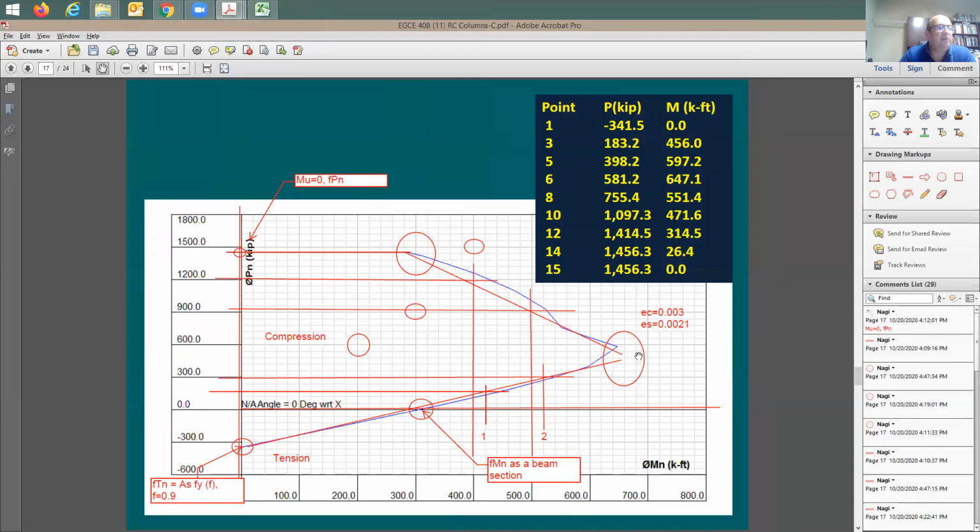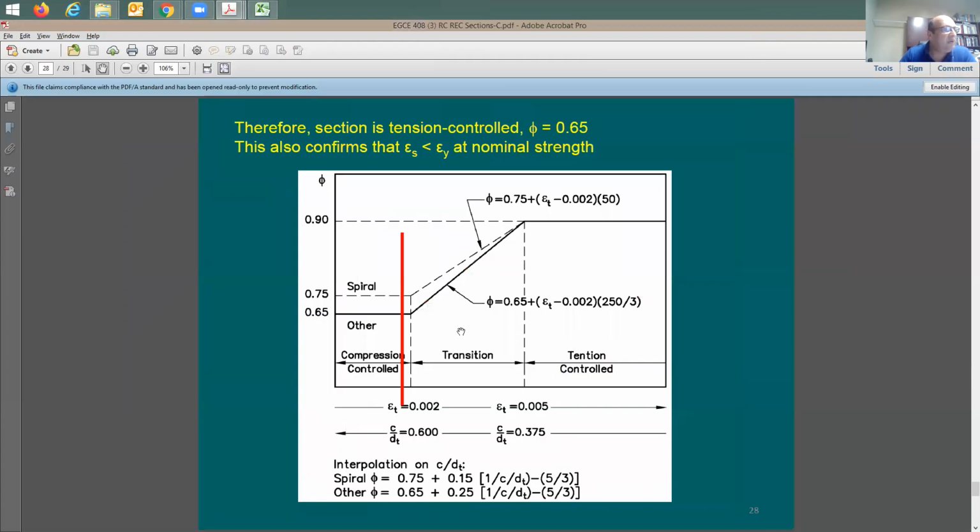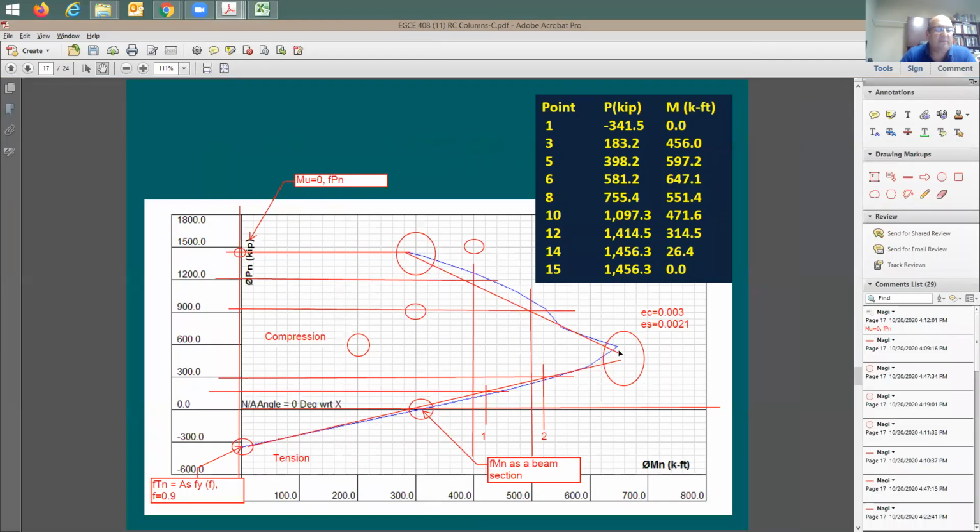So in here, what happened? Where is the balance point? Balance point is going to be right here. So at this balance point, the strain in the tension steel is going to be right there. Then when you go down a little bit, you're going to be in the transition zone. And then after this, you're going to be in the tension control. And this side is going to be compression control.